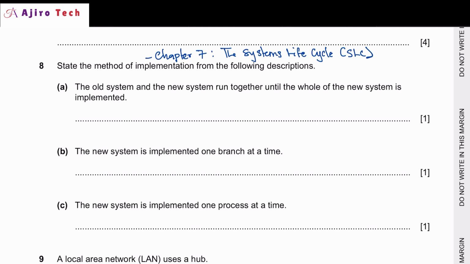Now I've explained everything. So you tell me in the comment section. So we have 8A. So put the question there and tell me. The old system and the new system run together until the whole of the new system is implemented. Which one is it? Okay. All right. So I'm going to put the answer here.